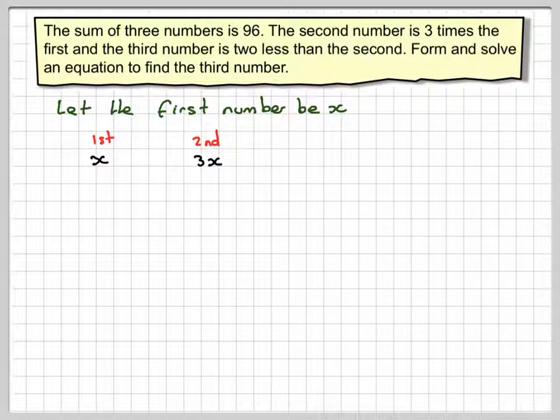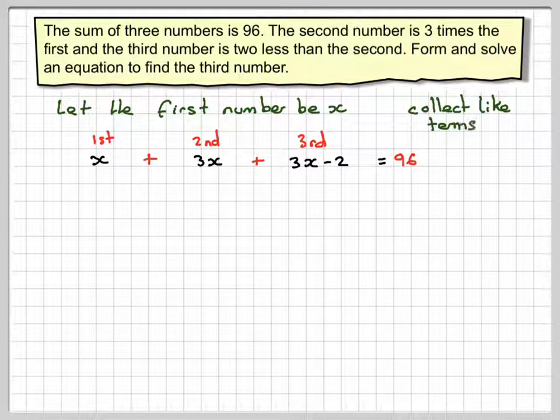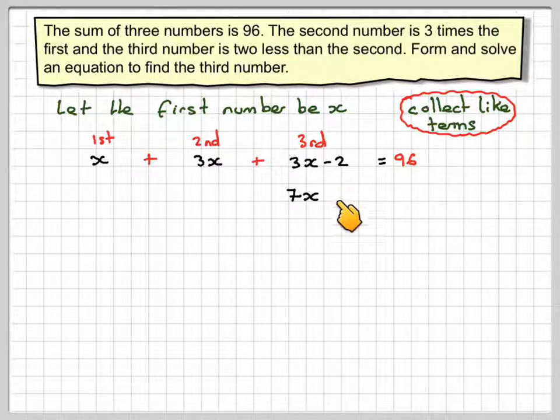And then the third number is 2 less than the second. So the third number will be 3x, and then we'll have to take away 2 from it. When we add these together, we get 96. So again, collecting the like terms, we've got x plus 3x plus 3x, which makes 7x. We've still got the minus 2, is equal to 96.